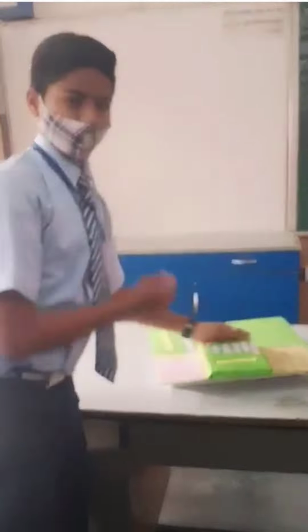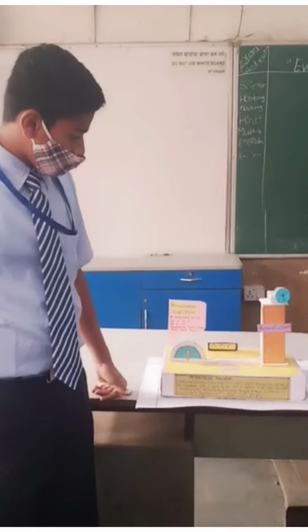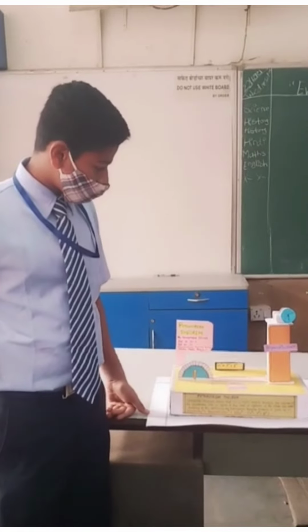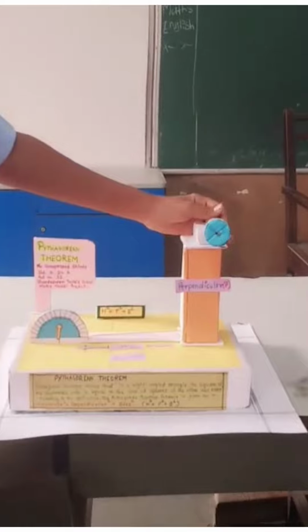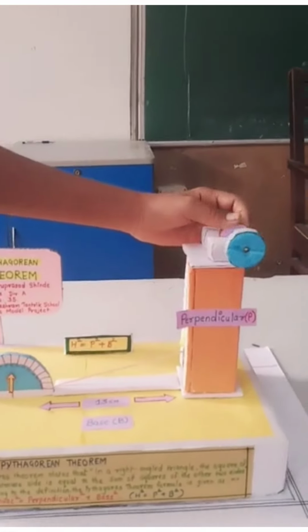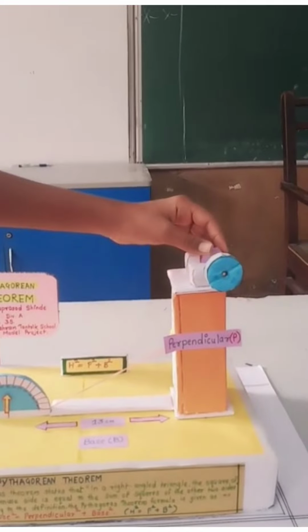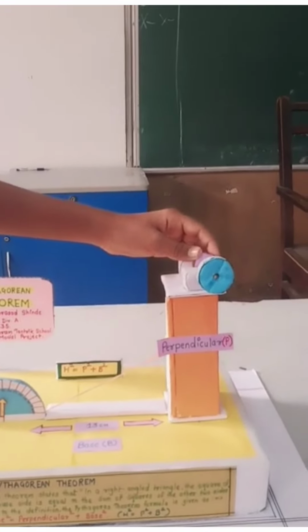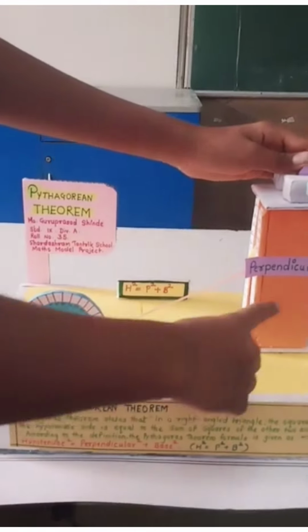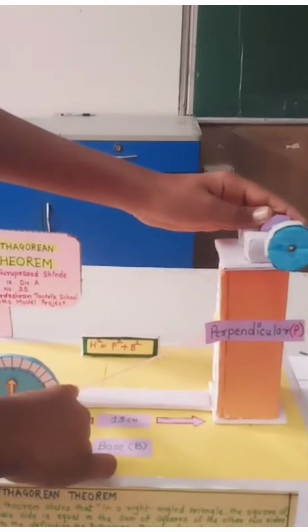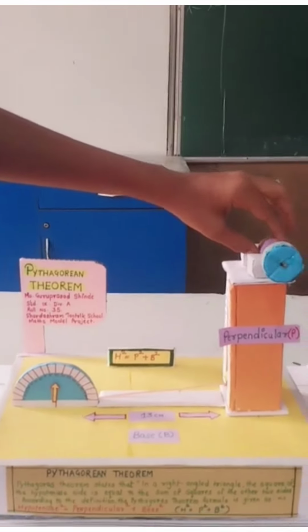My name is Guru Prasad Sandeep Shinde. Today I am going to show you my maths model project of Pythagoras theorem. In this, we first roll this upside, and it is a 90 degree angle. In this 90 degree angle, this is the base, the perpendicular, and this is the hypotenuse. We use the hypotenuse in the Pythagoras theorem.